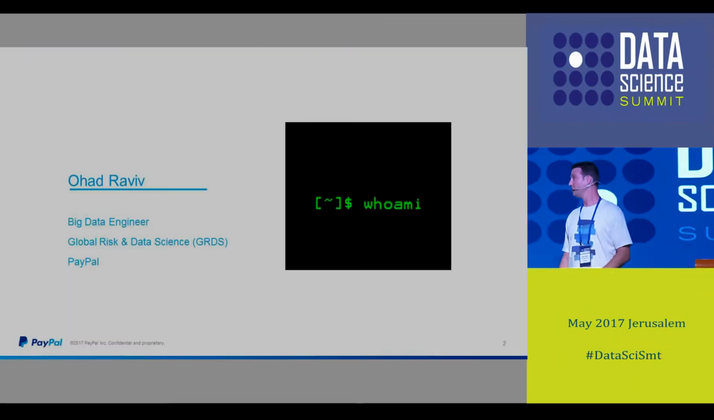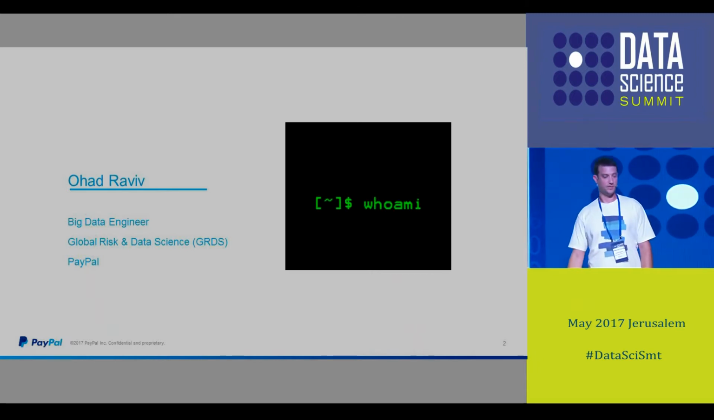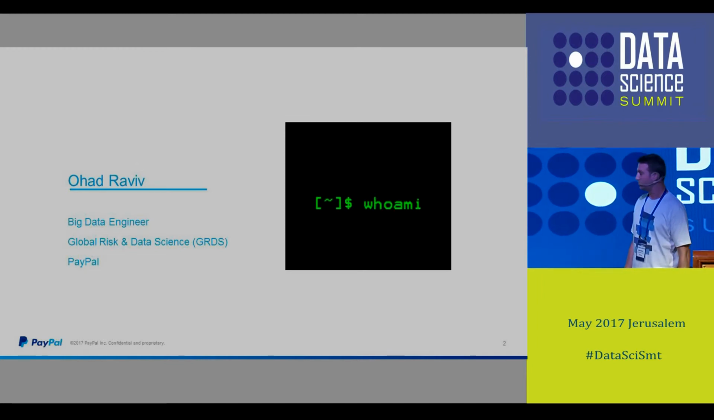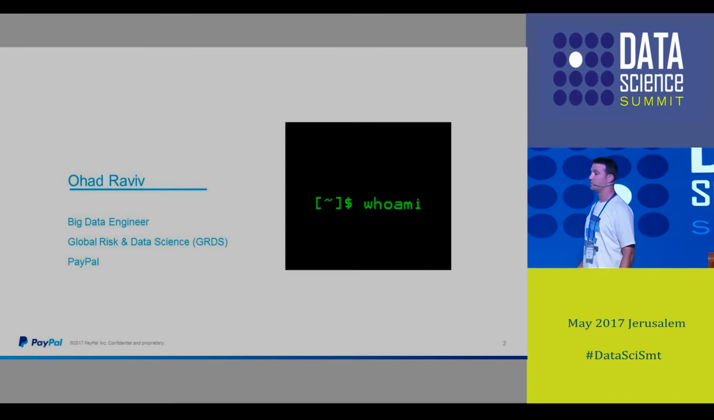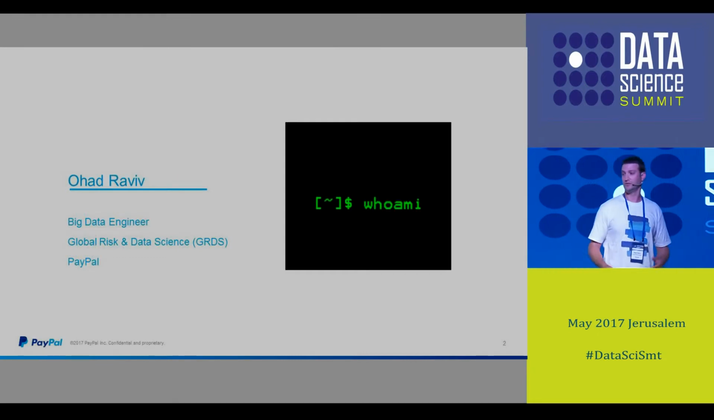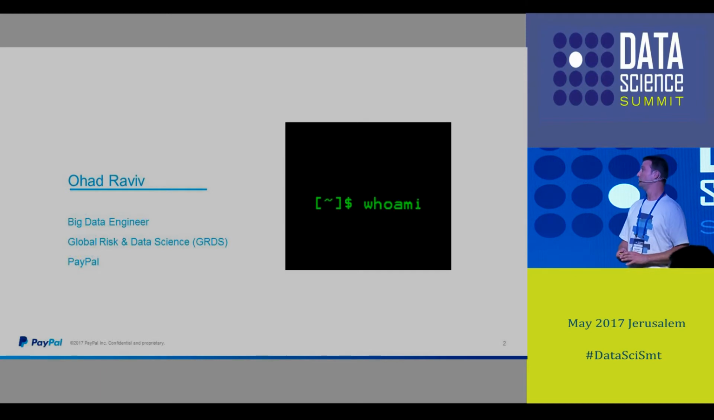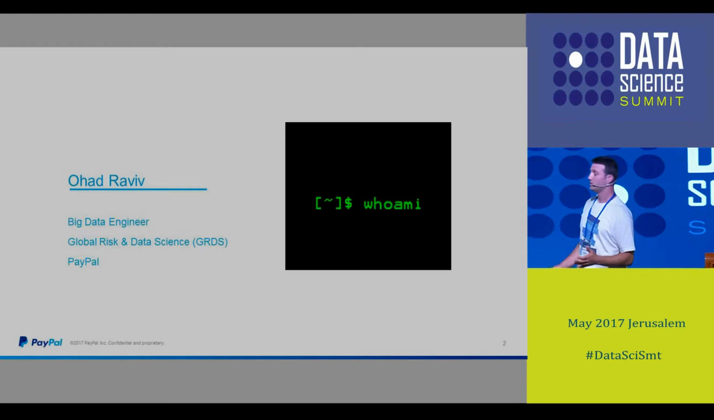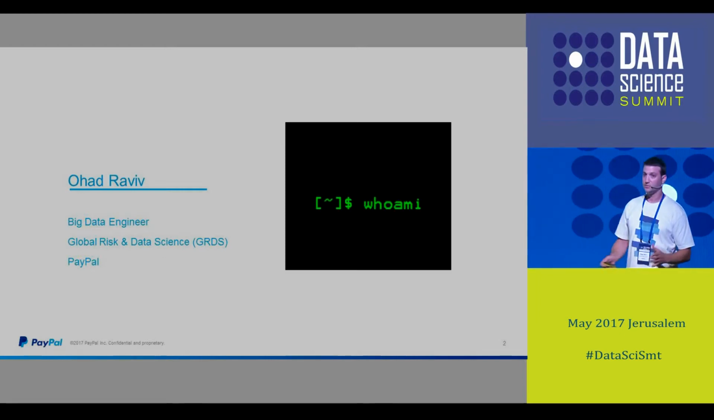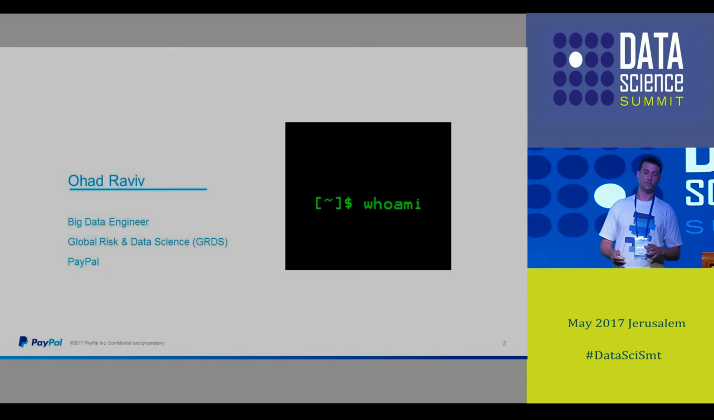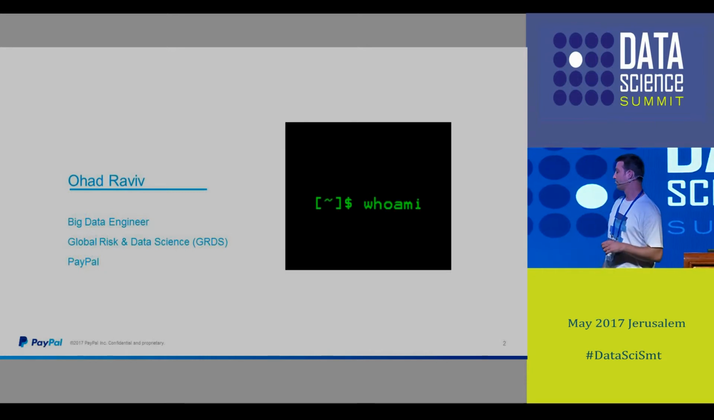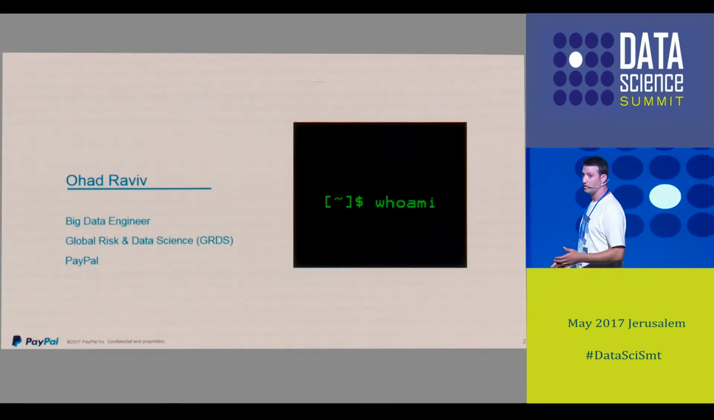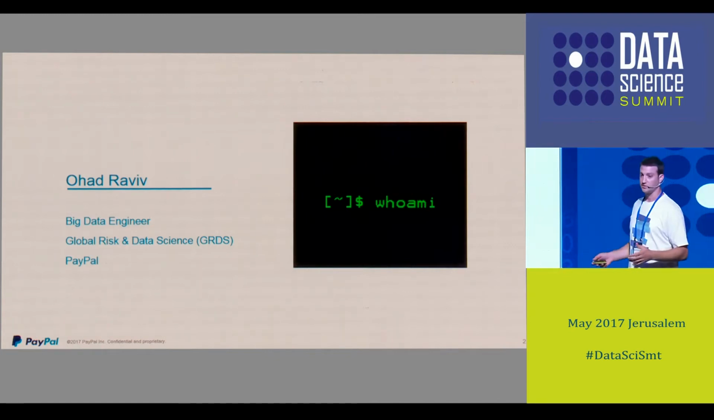My name is Ohad. I'm a big data developer in PayPal Israel, and I'm part of the Global Risk and Data Science group. My group's job is basically to provide solutions to manage the risk at PayPal. We handle fraud risk and credit risk for both the consumer and the merchant. My specific team in the group focuses on building graph-based solutions. We explore the technological, analytical, and algorithmic aspects of these kinds of solutions.